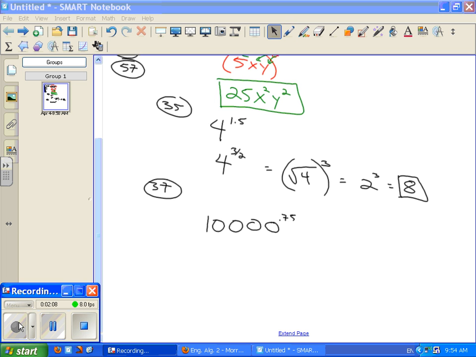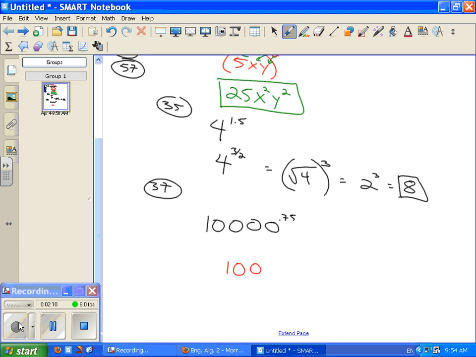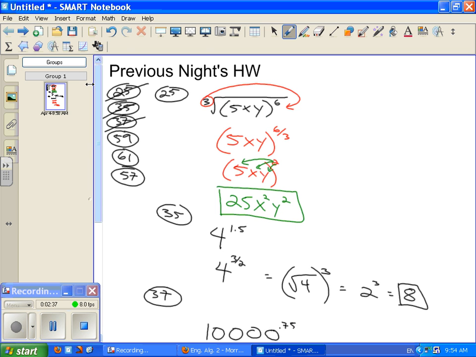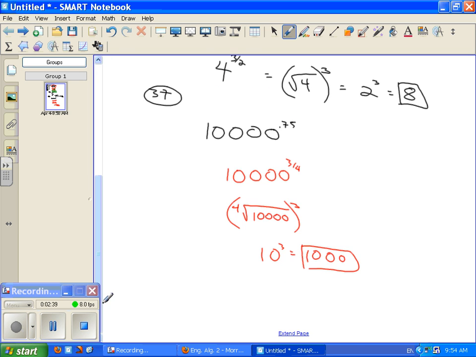Same idea on this one, so if I were to rewrite this, it'd be 10,000 to the 3/4 power. Now if I rewrite that in its root form, what does that look like? The fourth root of 10,000. Okay, and what is the 4th root of 10,000? 10 cubed is 1,000. Right, so same idea. 57.